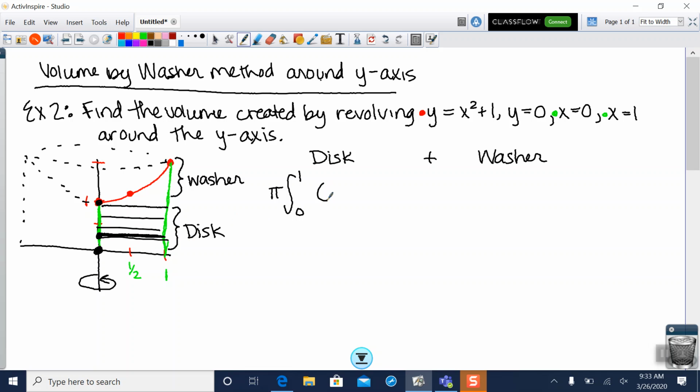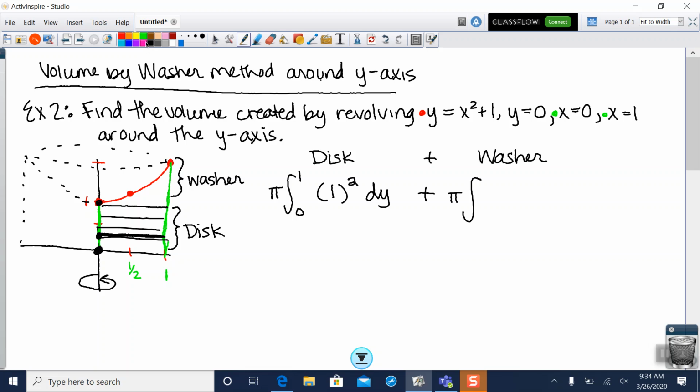What is that radius? It's a radius of 1, because we were going between x equals 0 and x equals 1, dy, because we're rotating around the y-axis. Okay? Plus, we're going to have another integral for our washer method.